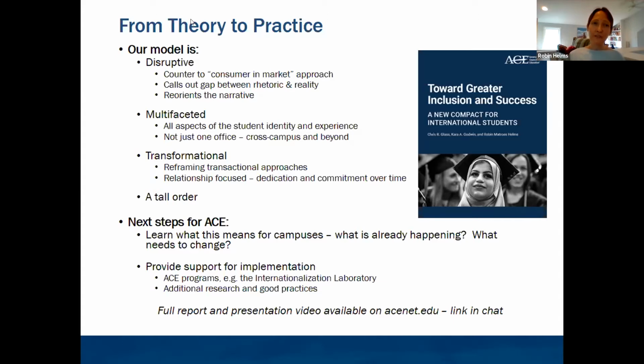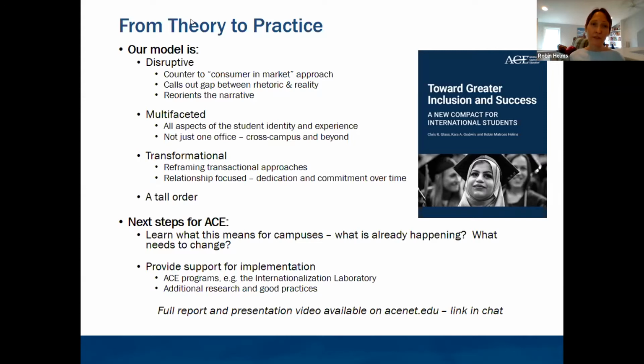And it's intentionally trying to reorient that narrative, again, away from the numbers, but really thinking about what it means to include students on campus and what it means to prepare them for the rest of their lives. It's multifaceted, so it covers all aspects of the student identity and the student experience, again, recruiting all the way through when they're alumni, and again, recognizing that it's not just one office, that this is a responsibility for the whole campus, and we want to be engaging beyond the campus as well.